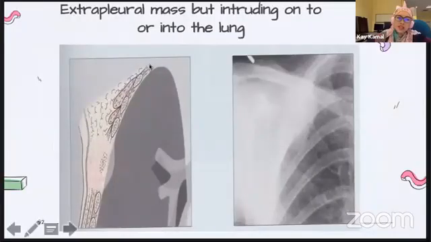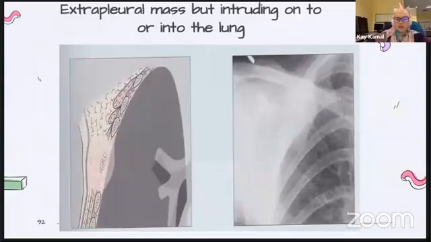And another one is extrapleural, but intruding on or into the lung. So this is actually from outside, but it enters. So in these cases, it's almost always from an abnormal rib. So maybe there's a metastasis, or some form of rib infection, eventually it's in and it's out. So in this case, you don't see the margin of the ribs anymore. Maybe it has been eaten up by the mass itself.